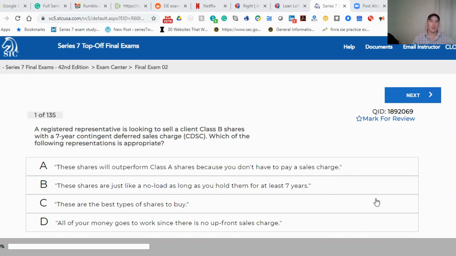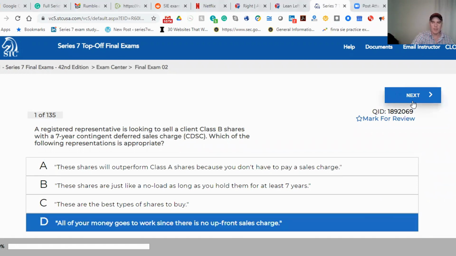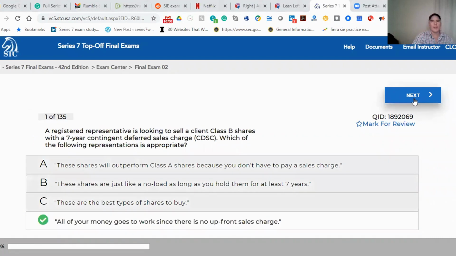Okay, so that might be the answer because Class A you pay up front, Class B you pay on the back end, and Class C you pay a level load and the 12b-1 fees. So let's go with D and see if I'm not a total idiot. Boom, that's number 1. Okay, let's get through like 30 or 40 of these without boring the hell out of you.